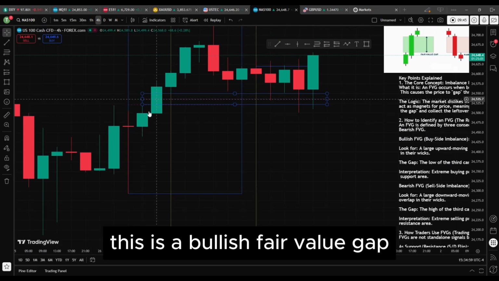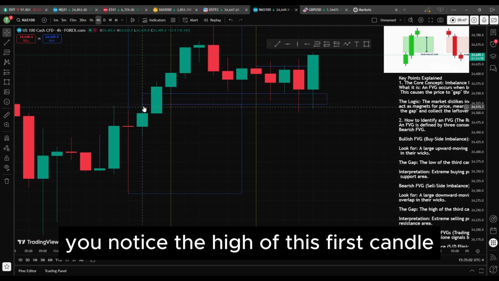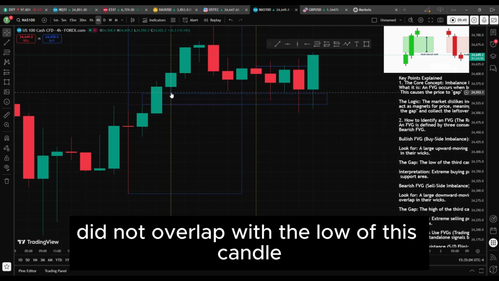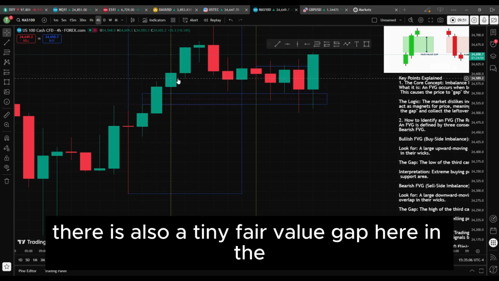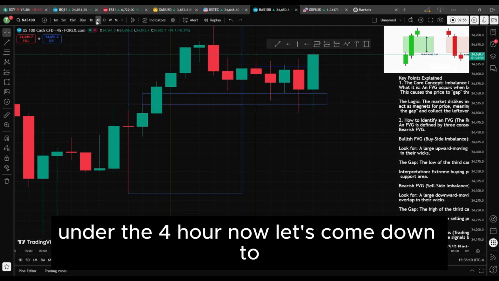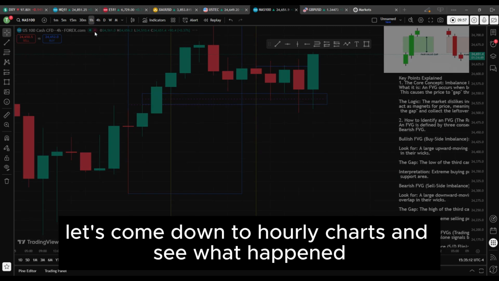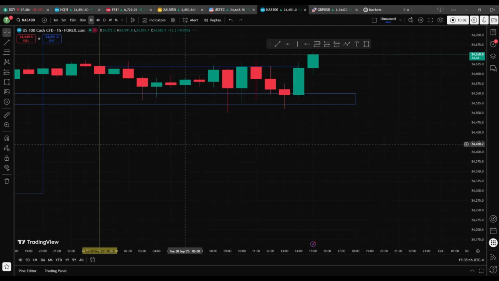There's a bullish fair value gap. You notice the high of this first candle does not overlap with the low of this candle. There's also a tiny fair value gap here, under the 4 hour. Now let's come down to the hourly chart and see what happened around this place.